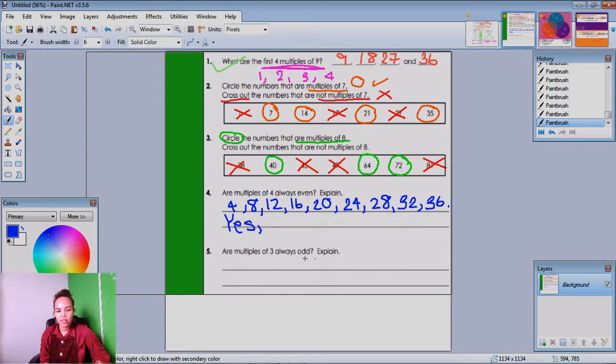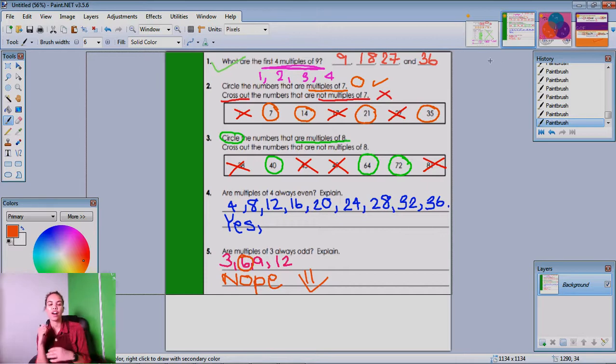Are multiples of 3 always odd? Let's have a look. You should be able to say an answer already, but let's have a look. So we've got 3, 6, 9, 12. Okay, I'm going to stop right there because the second number is an even number. So the answer is nope, not in this case. Okay, there we go. Happy days.